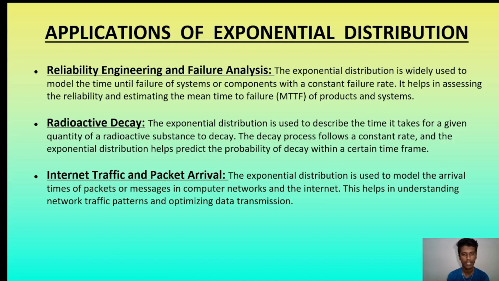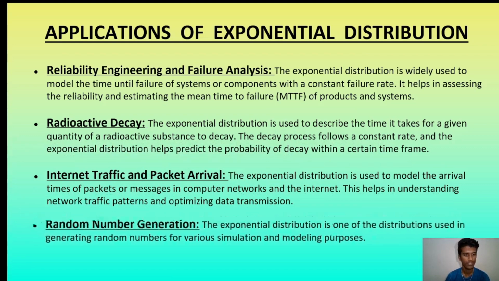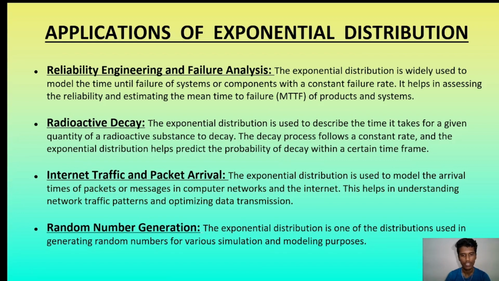In packet arrivals, like in Amazon, it will give some time for the packets to arrive due to shipping, depending on your address. It will calculate how much time it will take for the packet to reach your address. Random number generation. The exponential distribution is one of the distributions used in generating random numbers for various simulation and modeling purposes.